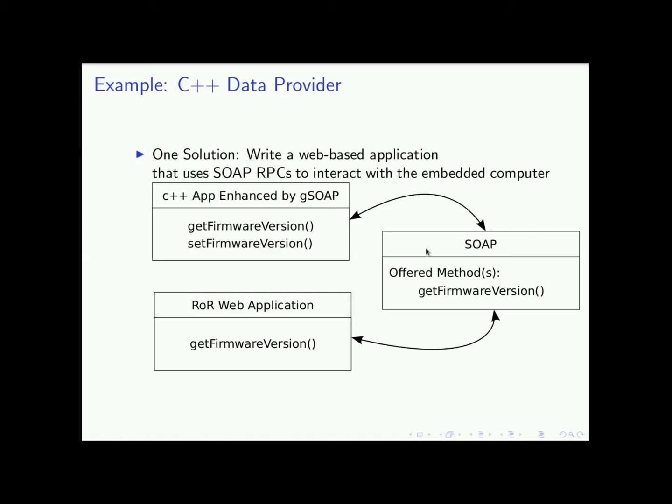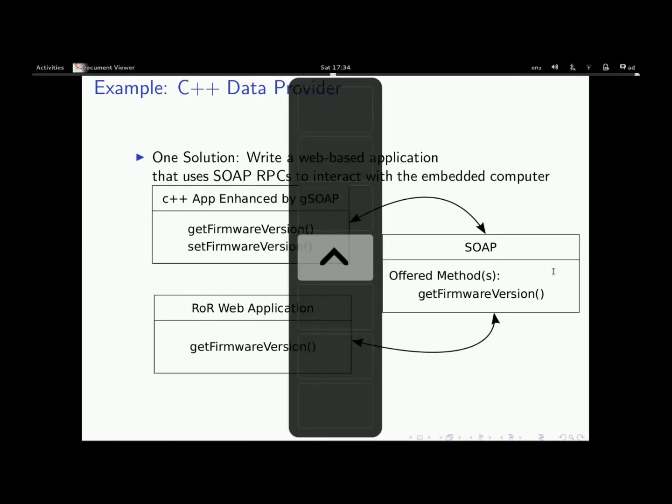That is done via a header file that you write. The header file declares what functions are going to be available via SOAP. So I'm just going to write in get firmware version. I am not going to write anything about set firmware version. So on to showing you that code.